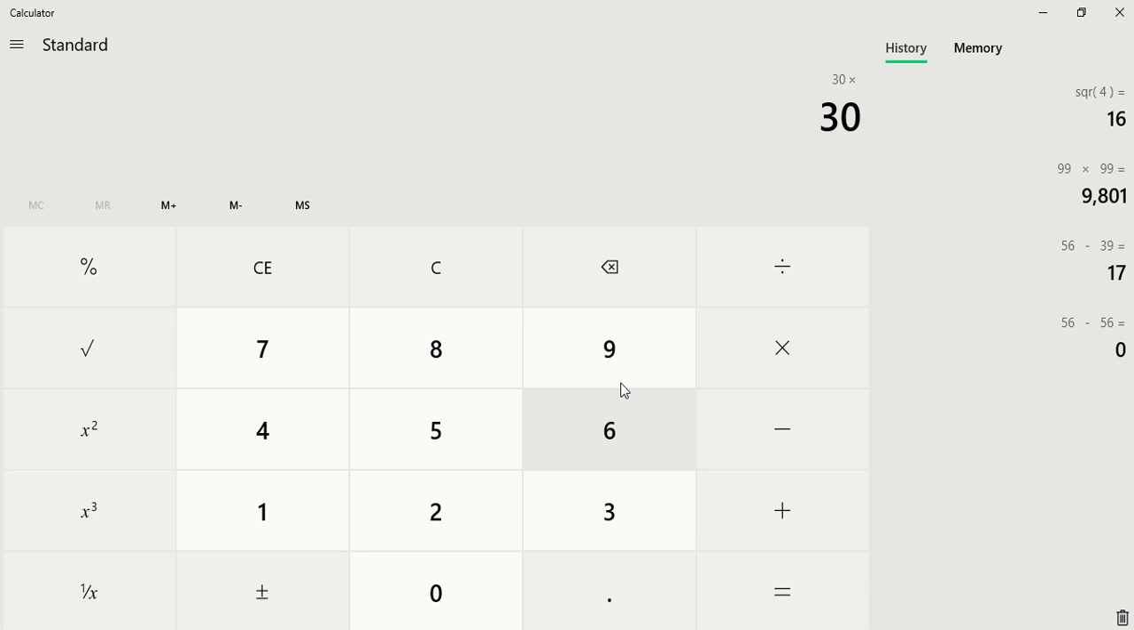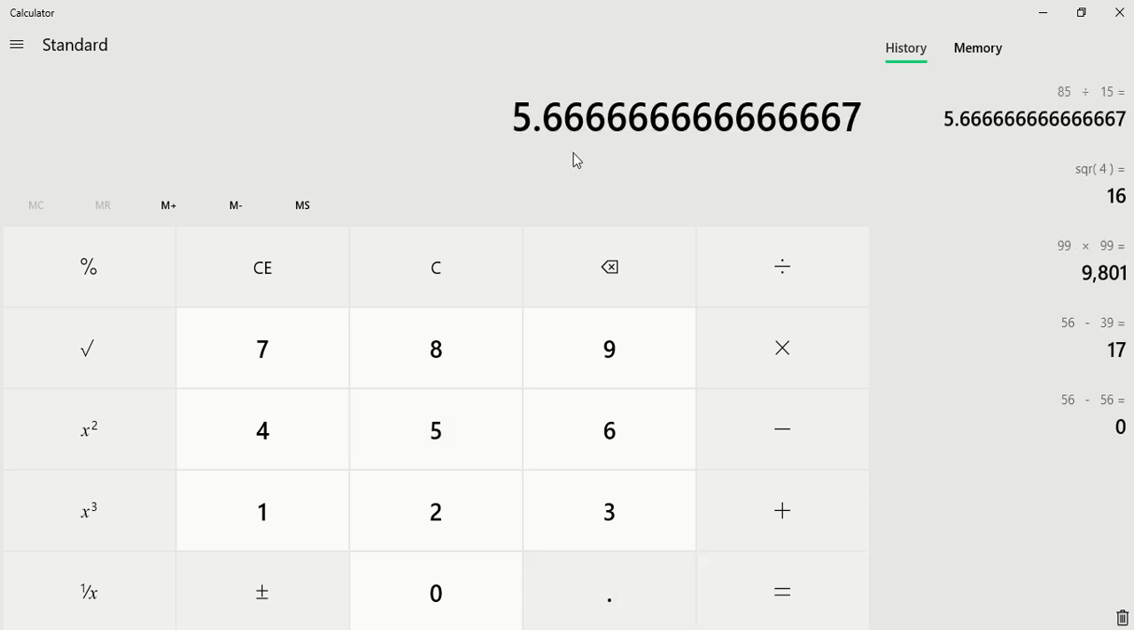So let me divide 85 by 15. Oops, 85 divided by 15. This will result in 5.66666666, so approximately 5.7. In this way it has given us a very accurate answer for 85 divided by 15.